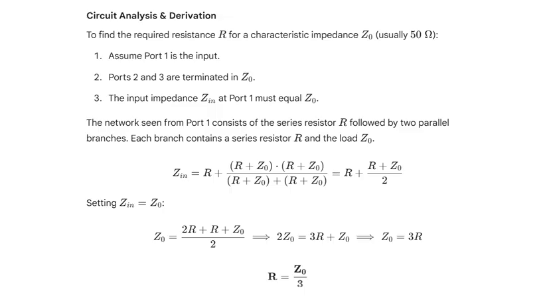Circuit analysis and derivation. To find the required resistance R for a characteristic impedance Z0, usually 50 ohm, assume port 1 is the input. Ports 2 and 3 are terminated in Z0. The input impedance Zin at port 1 must equal Z0. The network seen from port 1 consists of the series resistor R followed by 2 parallel branches. Each branch contains a series resistor R and the load Z0. From the equations, we can get R equals 1/3 of Z0. For a 50 ohm system, R equals 16.67 ohm.